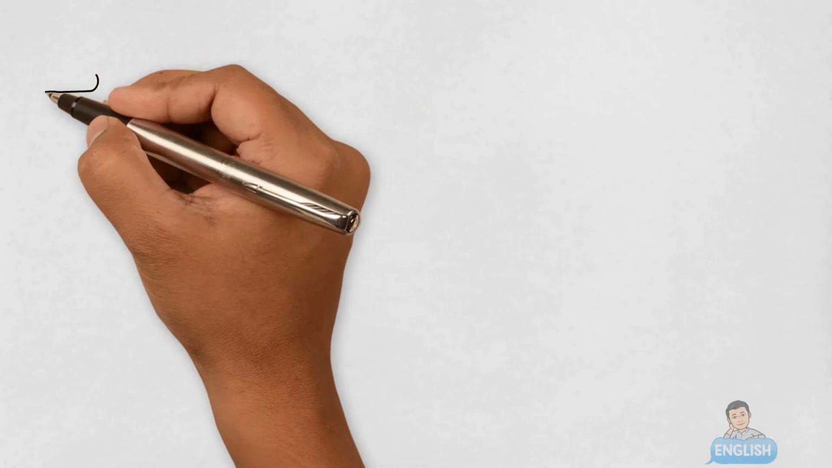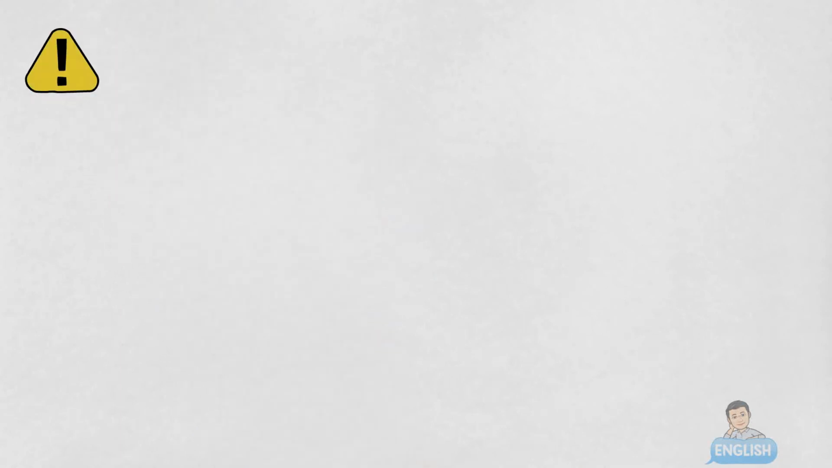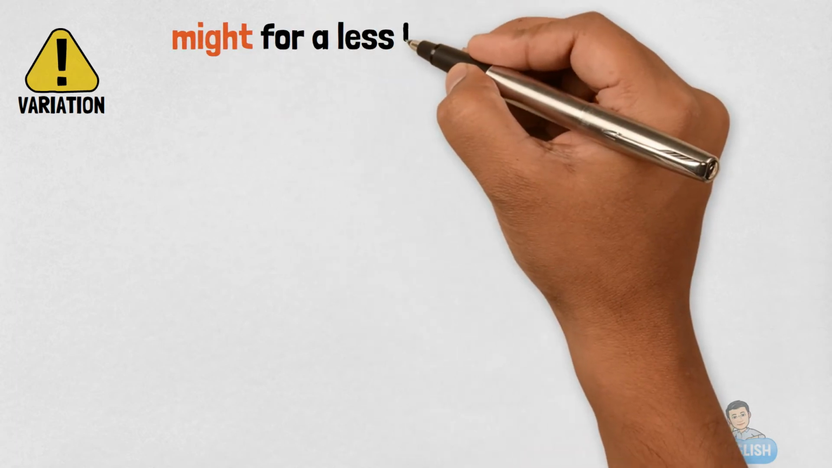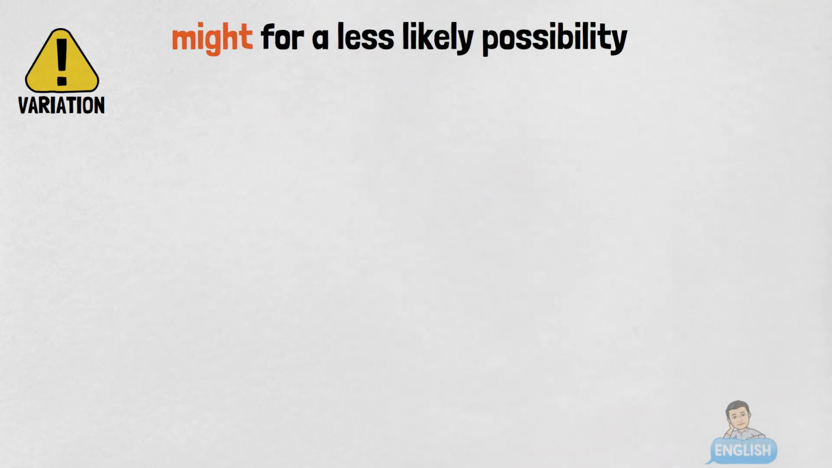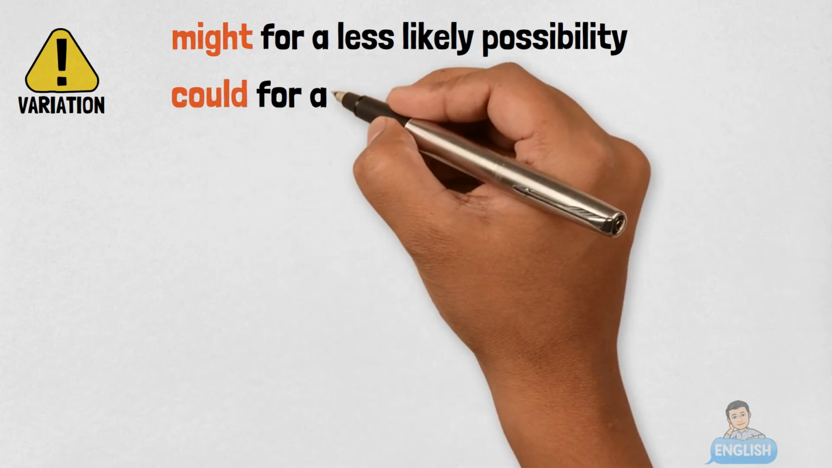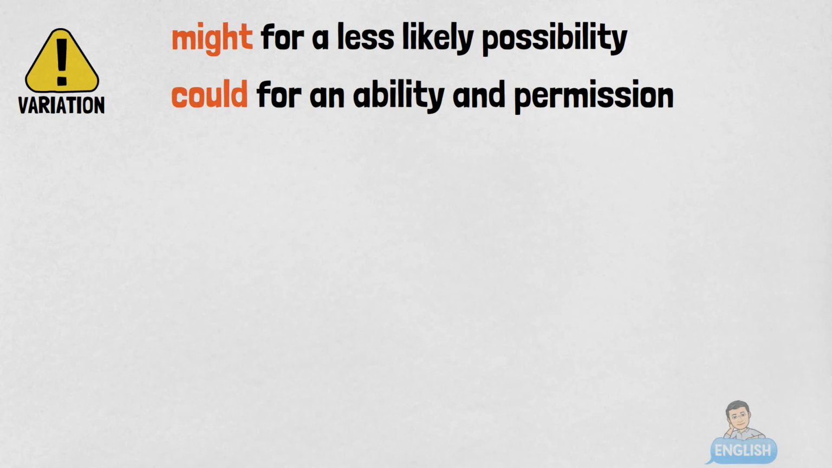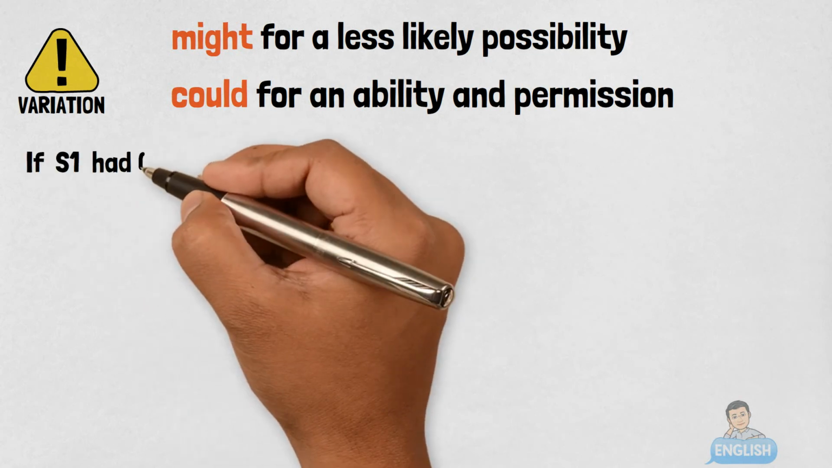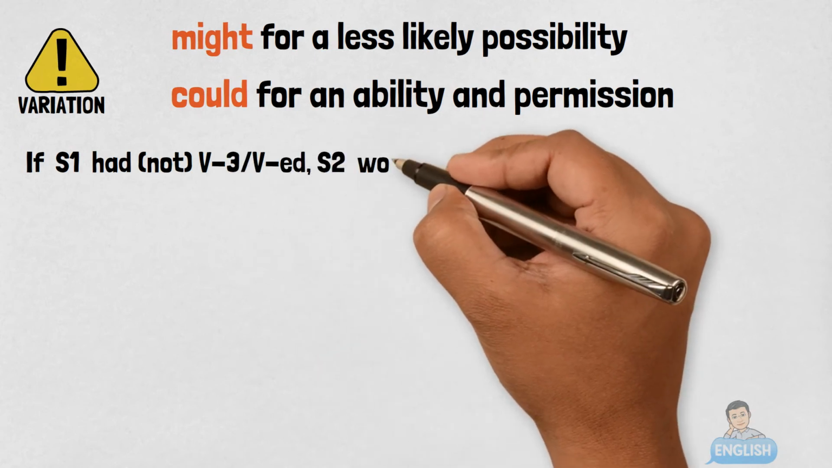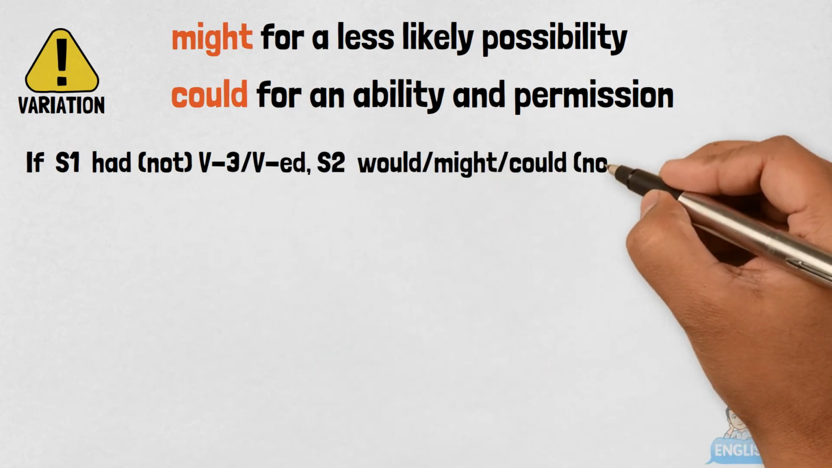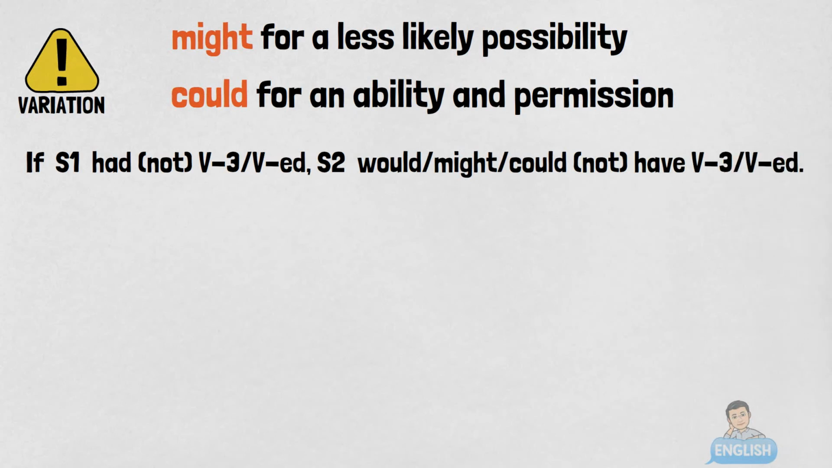And, like the first conditional and the second conditional, the verb in the main clause, the result clause, can vary. We can use might for a less likely possibility, or could for an ability and permission instead of would. If, subject 1, verb in the past perfect tense, subject 2, would, might, could, have, and past participle.